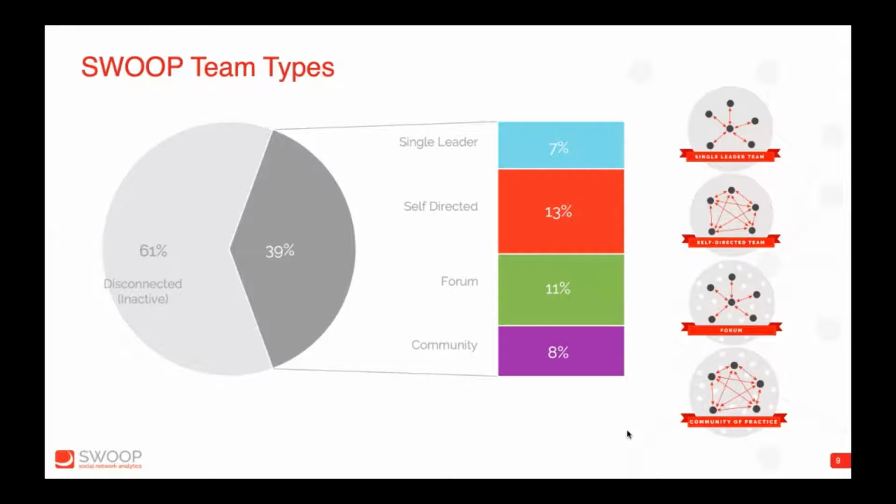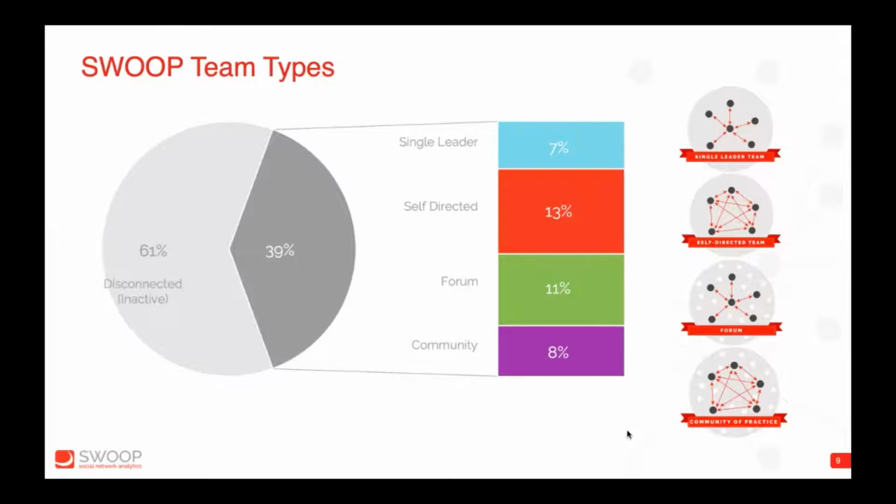So the first group we'll talk about, the 7% at the top. They're what we're calling single leader teams. You can see the little icon to the right, which pretty much is saying this team has one dominant player who is more or less calling the shots. This is the sort of thing we experience often in our face-to-face and business as usual teams.